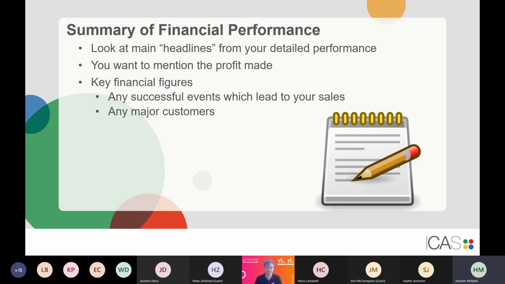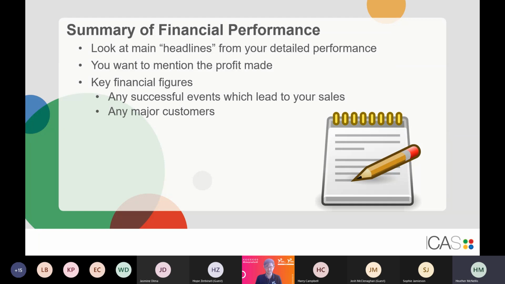You want to make sure you mention the profit that you've made and any key financial figures. And what I would do as well is pull out any major successful events which led to your sales, and any major customers. So let's say you did have a market stall for a weekend and that led to really boosting your sales. You would actually comment on that in your little summary.